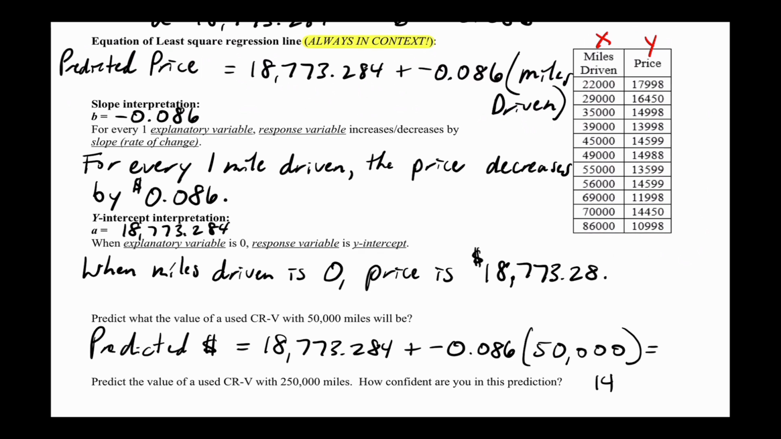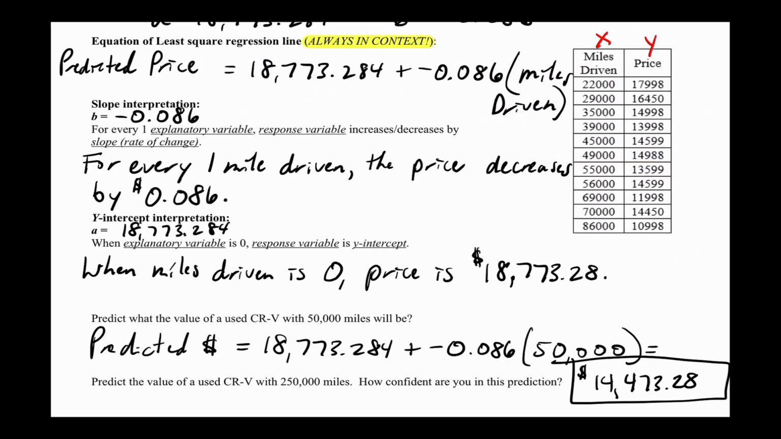14,473.28. Always check to see if that makes sense with the data you have. 50,000 would be right in here, right? So we would expect it to be a little bit less than that, but a little bit more than that. That's right. Makes sense.